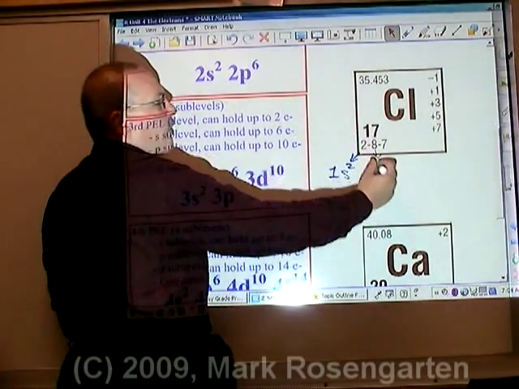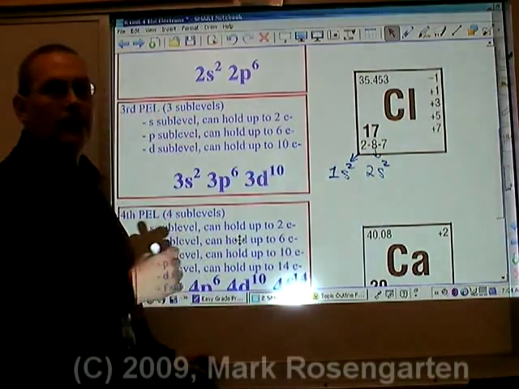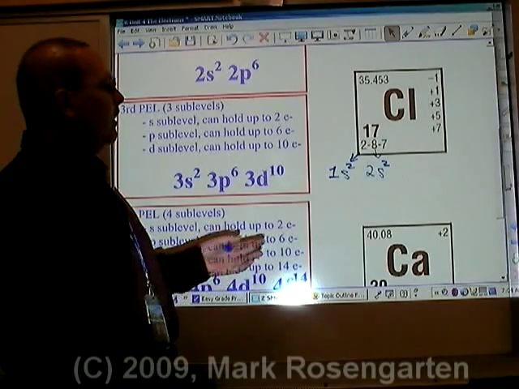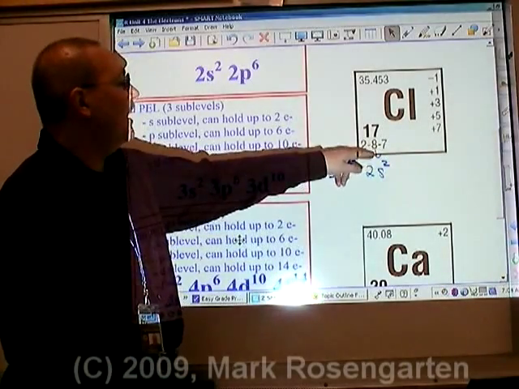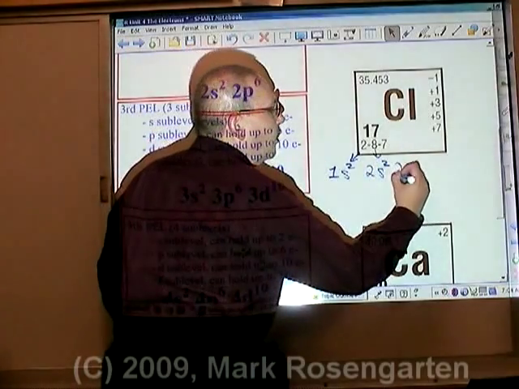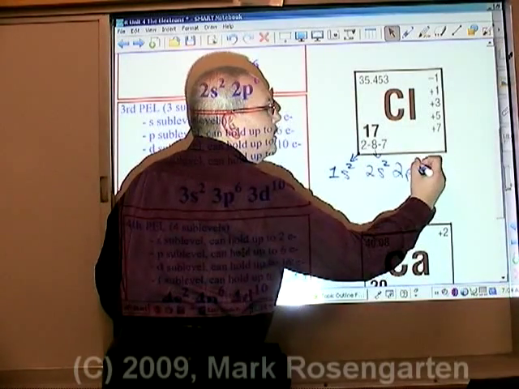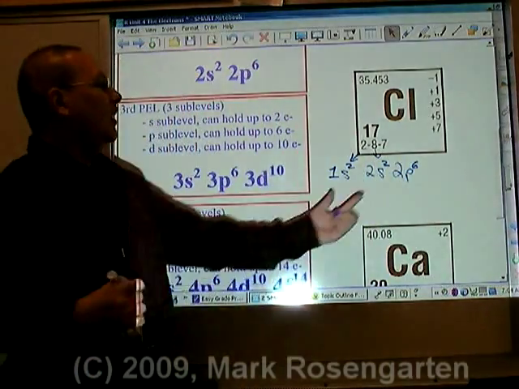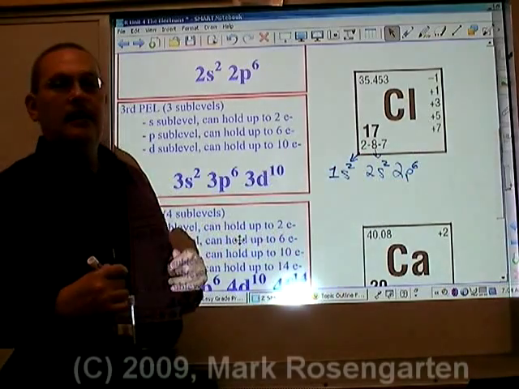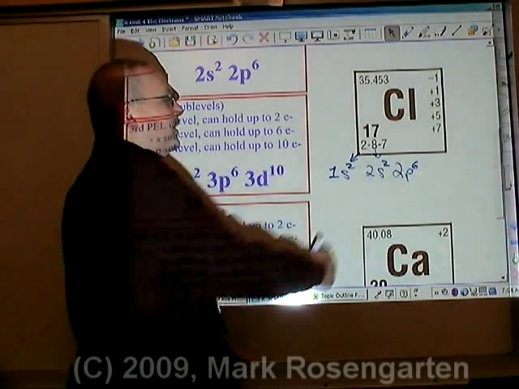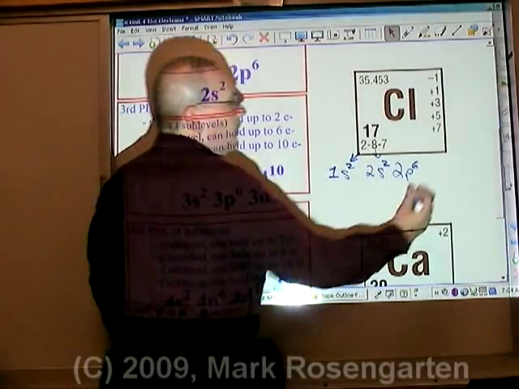Now there's 8 electrons, so we know S has been filled. How many more electrons do we have to account for? Well, 2 plus 6 is 8, so the rest of them go into the 2p sublevel, 2p6. And that accounts for the 8 electrons in the second energy level. There are 7 electrons in the third energy level.